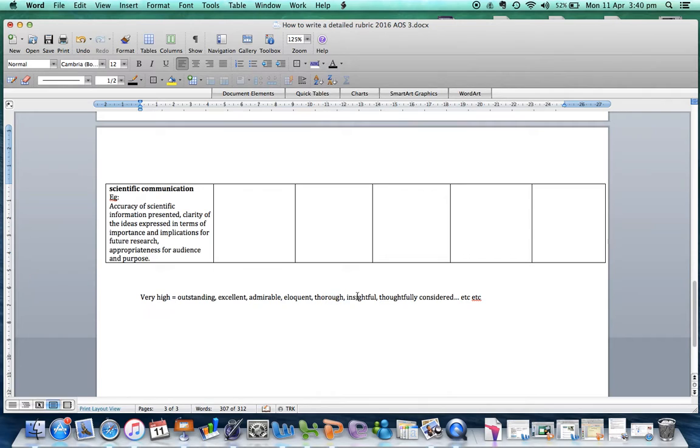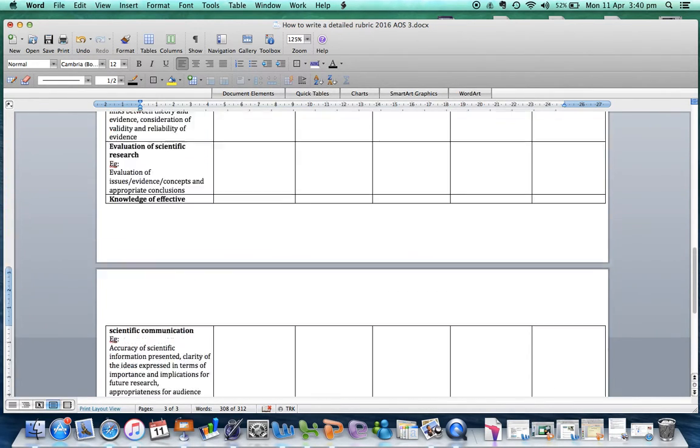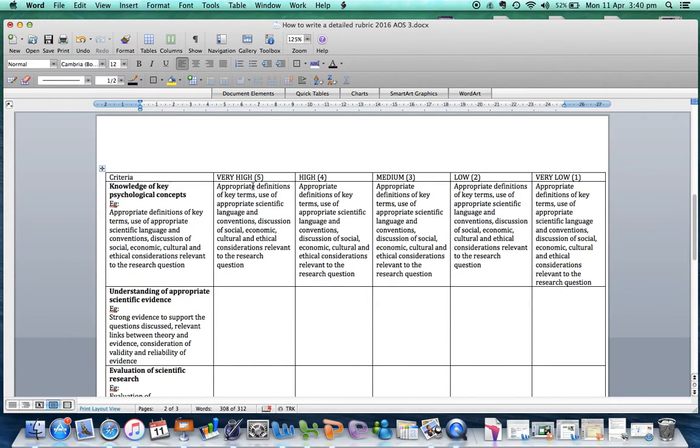Thorough, insightful, thoughtfully considered, etc. Now, I just need to put these where appropriate for my very high box. So, I might write excellent use of appropriate and correct definitions of key terms.